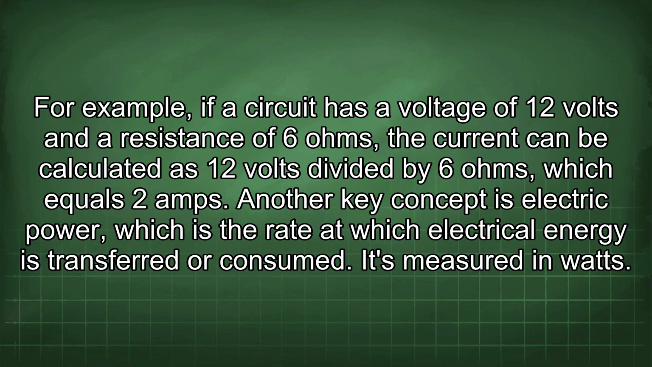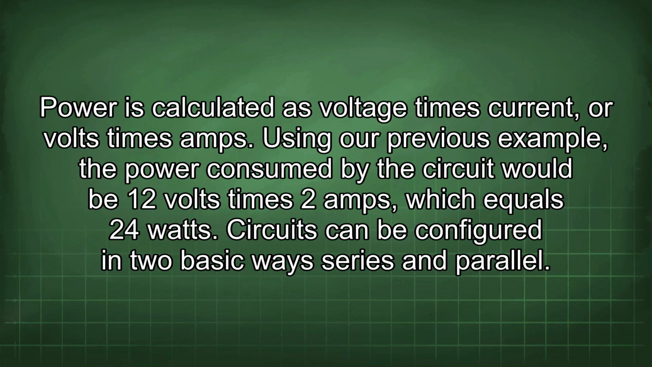Another key concept is electric power, which is the rate at which electrical energy is transferred or consumed. It's measured in watts. Power is calculated as voltage times current, or volts times amps. Using our previous example, the power consumed by the circuit would be 12 volts times 2 amps, which equals 24 watts.